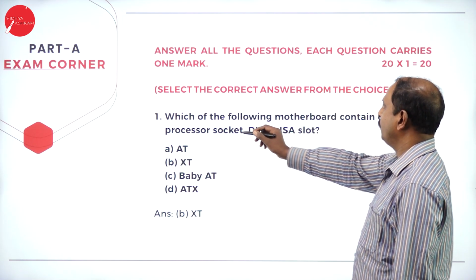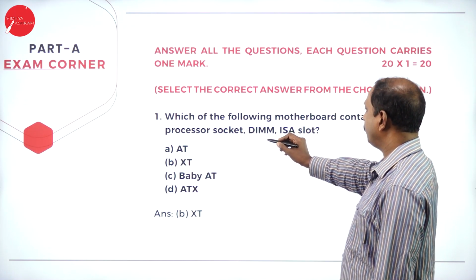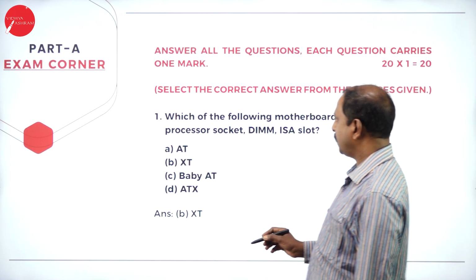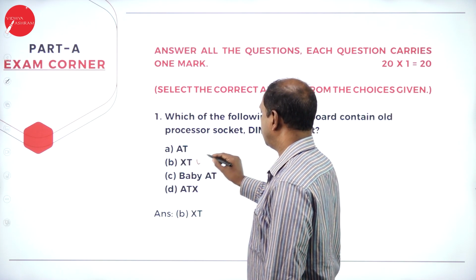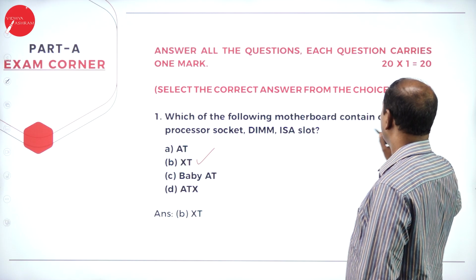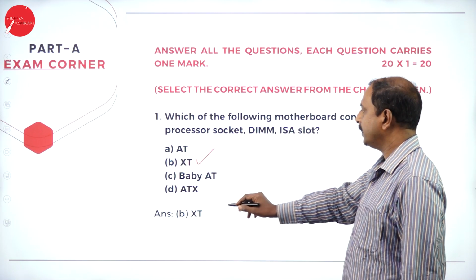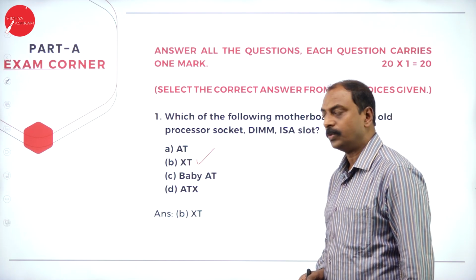Which of the following motherboards contains a processor socket, DIMM and ISA slot? Here XT is the motherboard, the oldest motherboard. So this old motherboard contains DIMM and ISA slots. So the answer is XT motherboard.